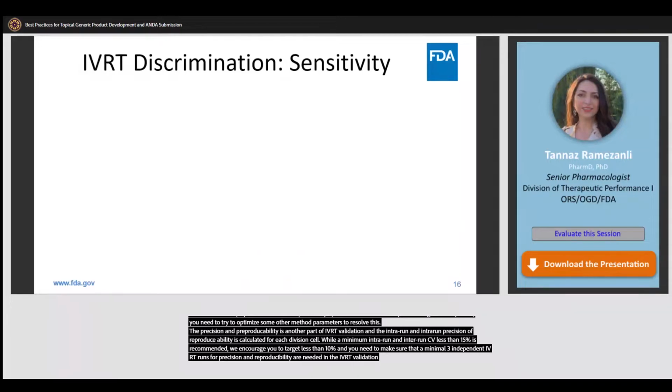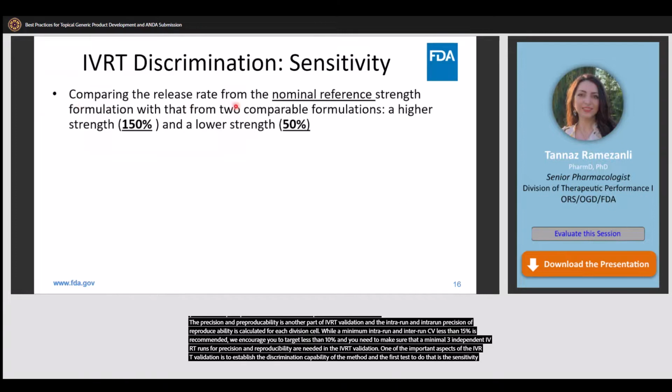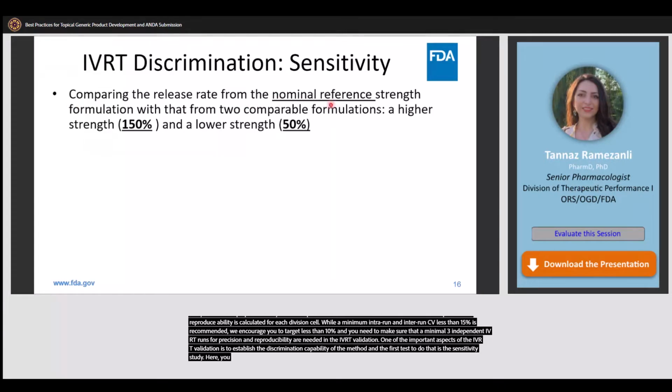One of the important aspects of the IVRT validation is to establish the discriminatory capability of the method, and the first test to do that is the sensitivity study. Here, you would compare the release rate from the nominal reference strength formulation with that from 2 comparable formulations, one at a higher strength, which is 150% of the nominal strength, and a lower strength formulation that has 50% of the nominal strength.